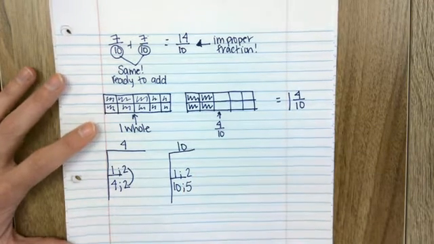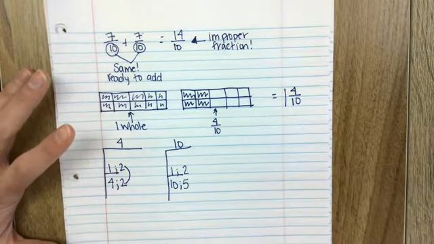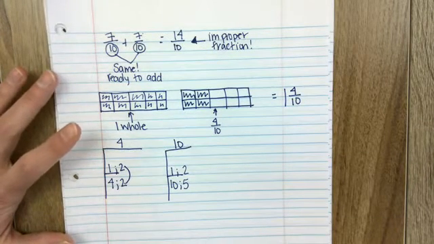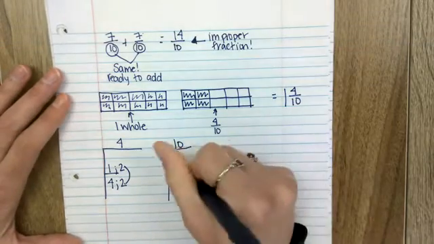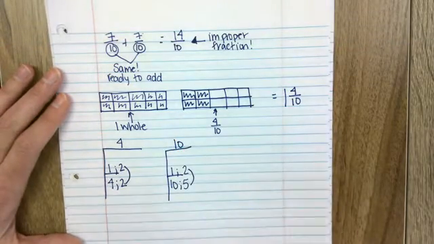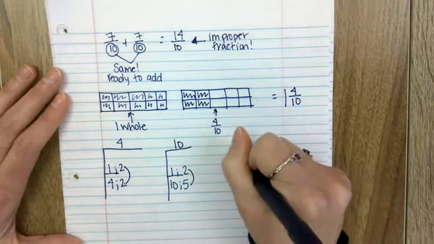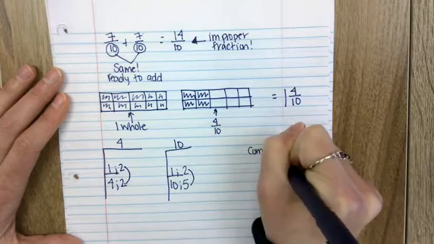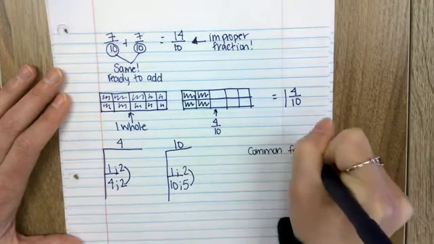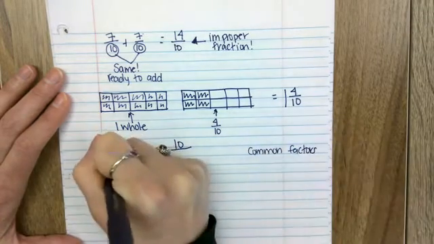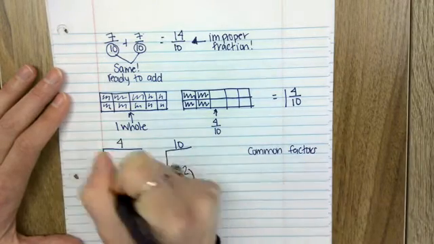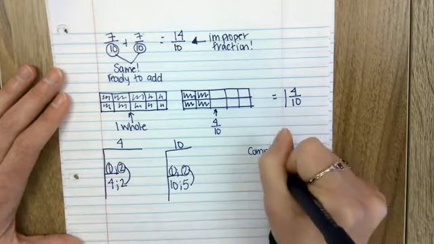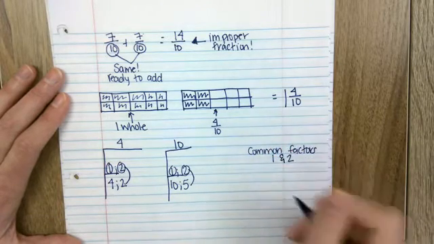If I count by 3's, 3, 6, 9, 12, that doesn't work. 4's, 4, 8, 12, that doesn't work. I already have a 5 at the bottom of my F, so I am all done. Next, I'm going to identify my common factors. When I look in my F's, I see that I have 1 that's the same and 2 that's the same. So my common factors are 1 and 2.